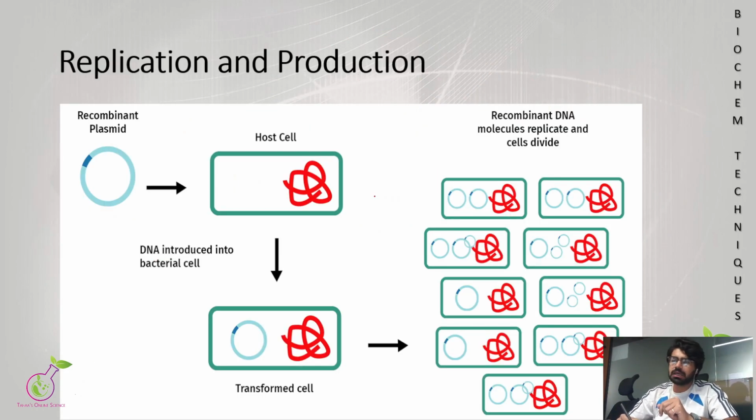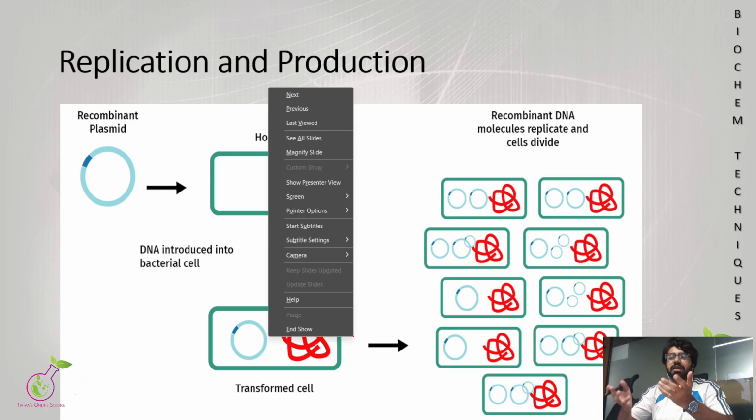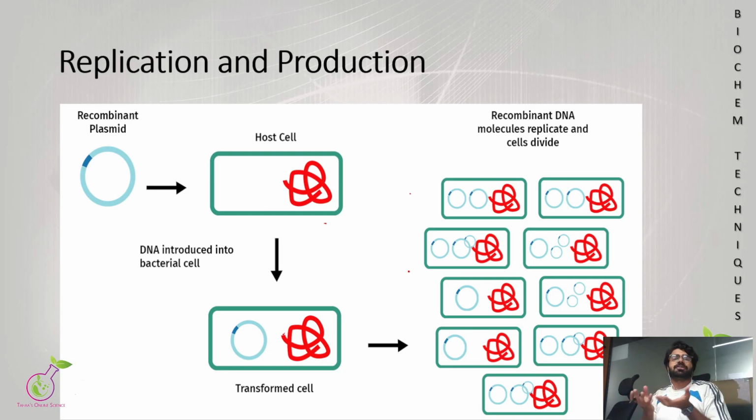Next is the replication. Once the DNA, as I've already told you many times, is inside the cell and the plasmid is inside the cell, we allow the bacteria to multiply. So we know that bacteria multiply using a binary fission method, where one cell divides into two, two divides into four, four divides into eight, and there are many other methods of division as well. So what we can see here is that when the bacteria divides, this is our recombinant vector, this is the bacterial genomic DNA.